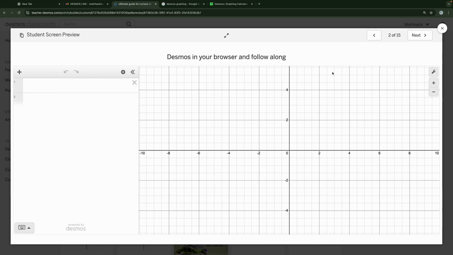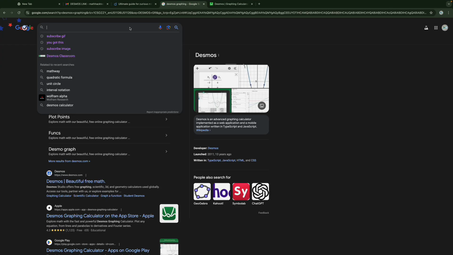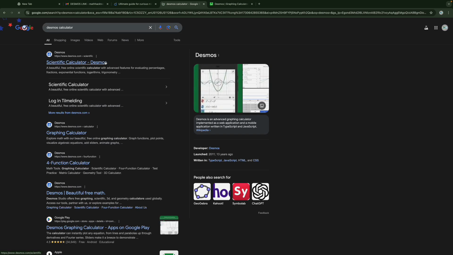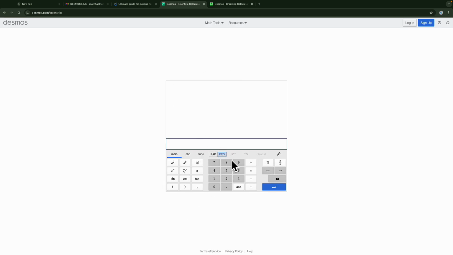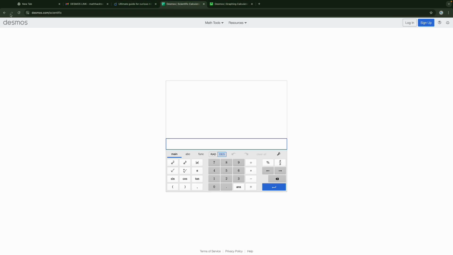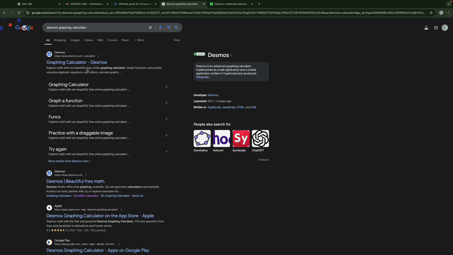So first is how to open Desmos. Go to the browser and just type in Desmos Calculator. When you type in Desmos Calculator, we have two types. We have the normal calculator, which is just a scientific one. The scientific one looks like this. It doesn't have a lot to do with that, so we prefer you type in the Desmos Graphing Calculator instead. So let's go back and put in the Desmos Graphing Calculator.